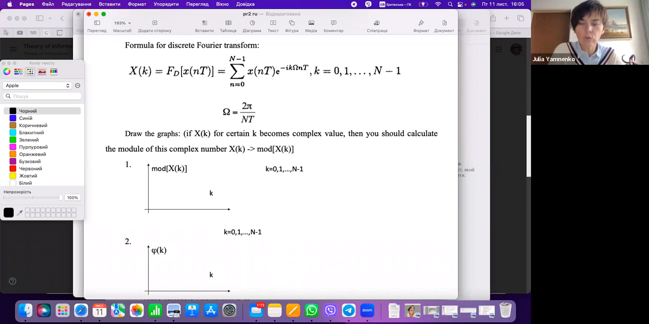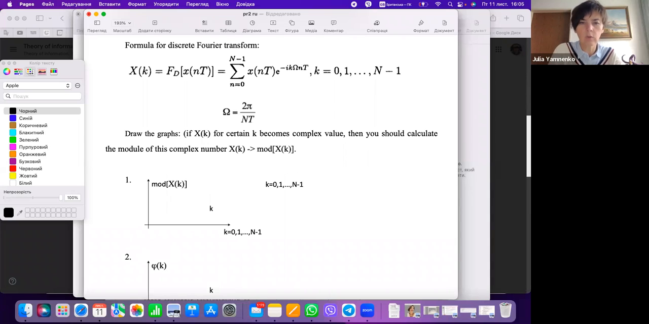And how to calculate the module of a complex value? Do you know this? If x from k is some real part plus complex unity multiplied by the imaginary part, then how to calculate the module? Who can explain to me?